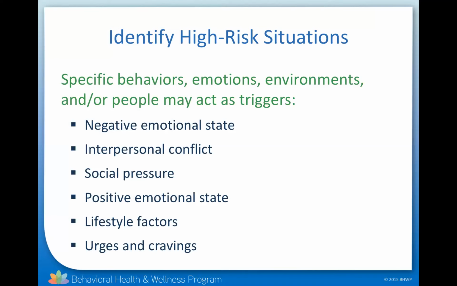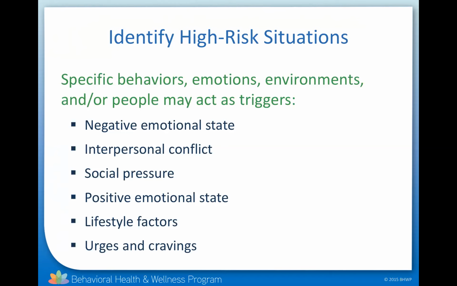So in doing this work, we want to identify high-risk situations that might lead someone to choose to smoke a cigarette or to engage in another drug use. There are specific behaviors, emotions, environments, and people too that may act as triggers. So all sorts of different things are in play here, and we've listed some common ones there. Being in a negative emotional state may lead someone to smoke a cigarette or engage in drug use. And it's also important to know that positive emotional states can too. Being in a celebratory mood for some people would lead them to pursue that substance.